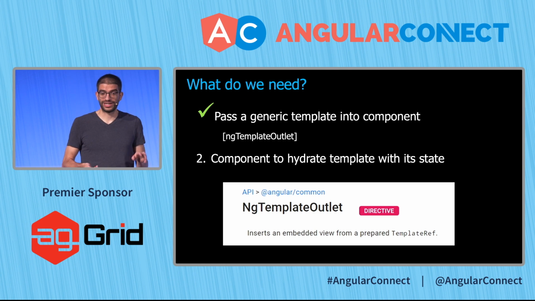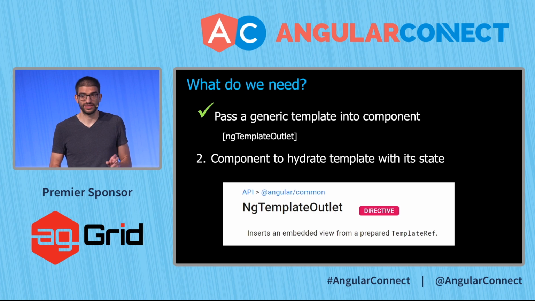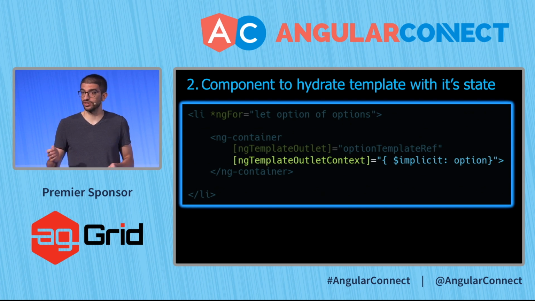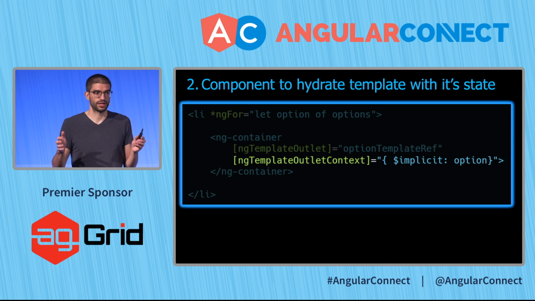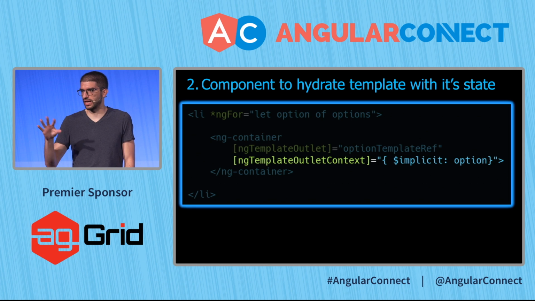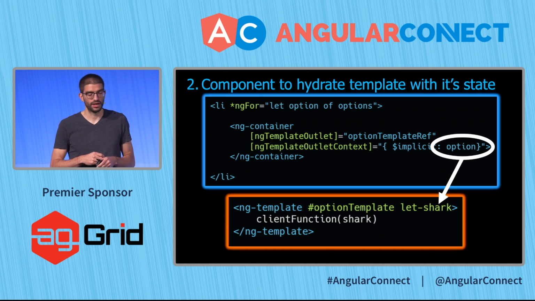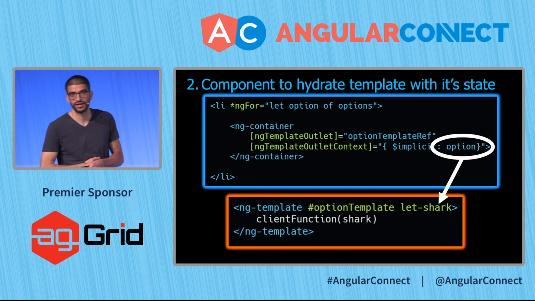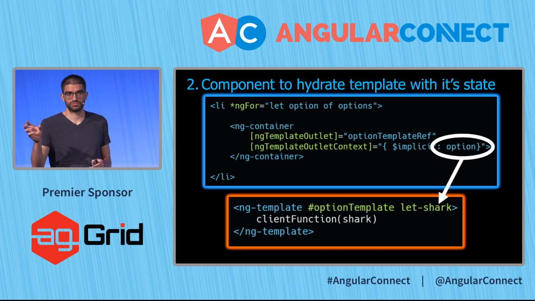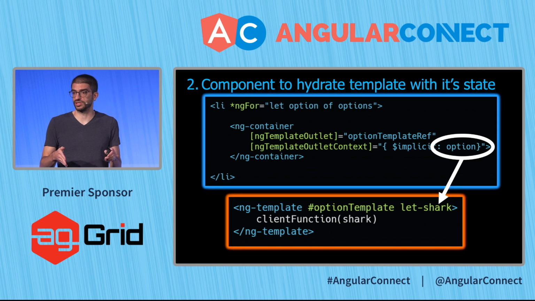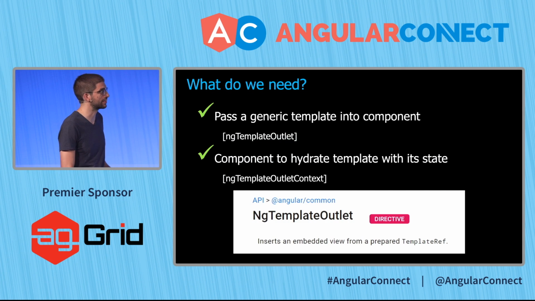So step number 2, we need to hydrate that template with its state. And this is really quite straightforward. There's also ngTemplateOutlet context. And this takes a generic object. In this case, you've also got the implicit thing, which means when you reference this with the let syntax, it will use the default option. So here we're saying, when you render this template, give it this context. So now our template will know which option it's being used for. And then when you define your template, you can say let shark, and that gives you access, or I guess a control or reference to that option. And then you can run your client functions directly on that object. So we've done step 2.